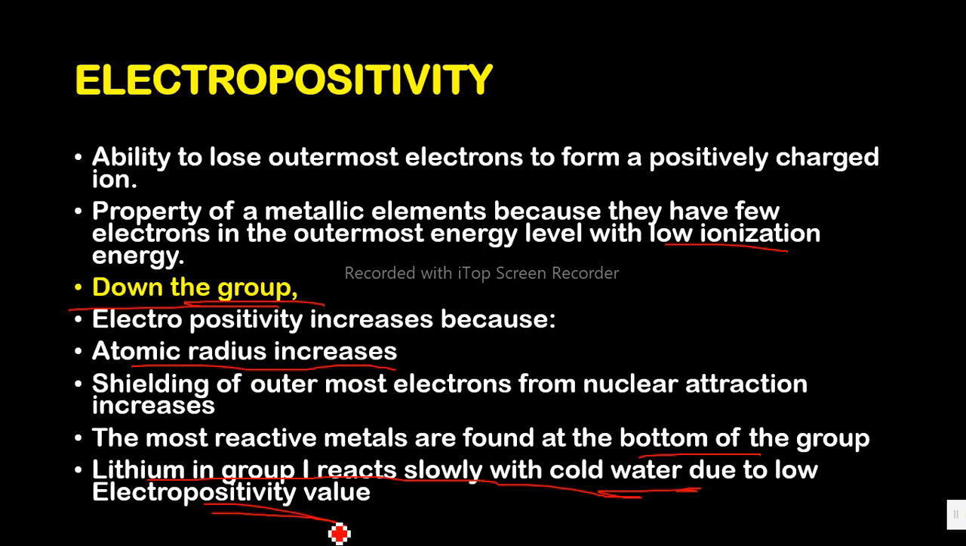But across the period, the electropositivity decreases. Why? Because the atomic radius decreases, so the effective nuclear attraction for the outermost electron increases. So it becomes hard to lose that electron, and so electropositivity decreases.